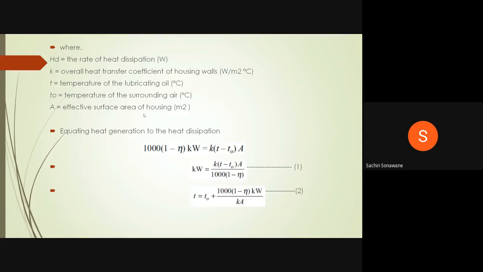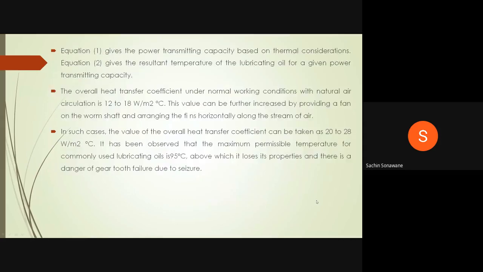Therefore, equating heat generation to the heat dissipation, 1000 into 1 minus eta into kilowatt is equal to K into bracket T minus T naught into A. Therefore, kilowatt is equal to K into T minus T naught into A divided by 1000 into 1 minus eta, equation 1. From this equation 1, you can calculate small t. Small t is equal to T naught plus 1000 into bracket 1 minus eta into kilowatt divided by K into A, equation 2. Equation 1 gives the power transmitting capacity based on thermal considerations. Equation 2 gives the resultant temperature of the lubricating oil for a given power transmitting capacity.